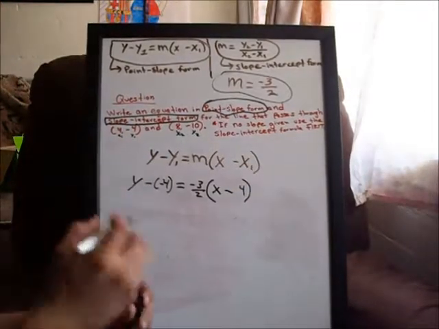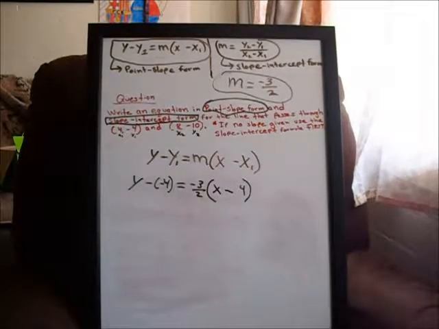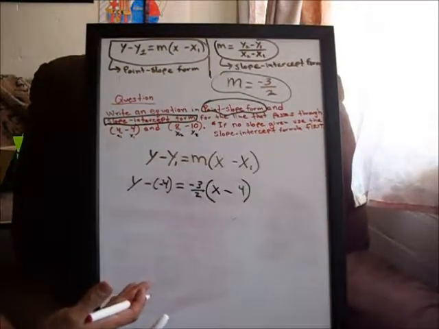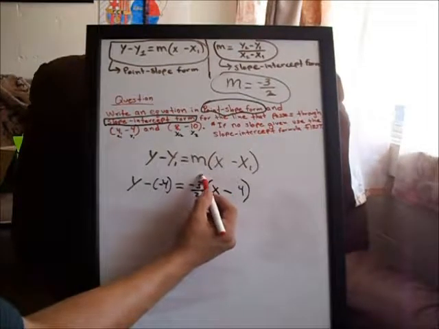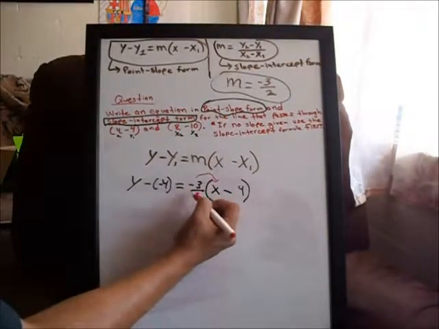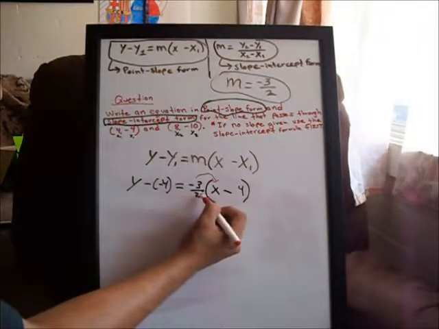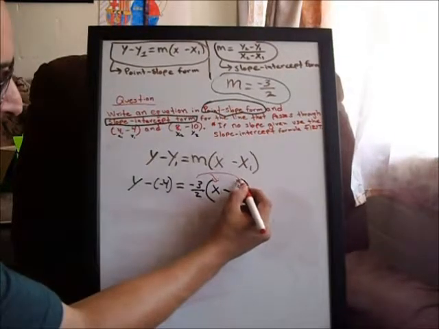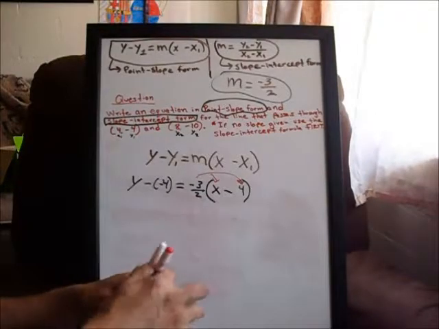Okay. Then we continue solving the problem, or the equation. But how do we start? Well, this is how you start. The distributive property. Negative 3 over 2 times x, and negative 3 over 2 times negative 4. That's the first step. So this, just bring it down.